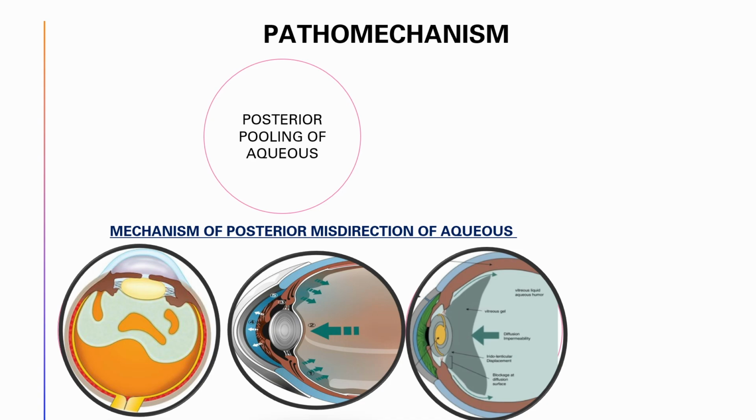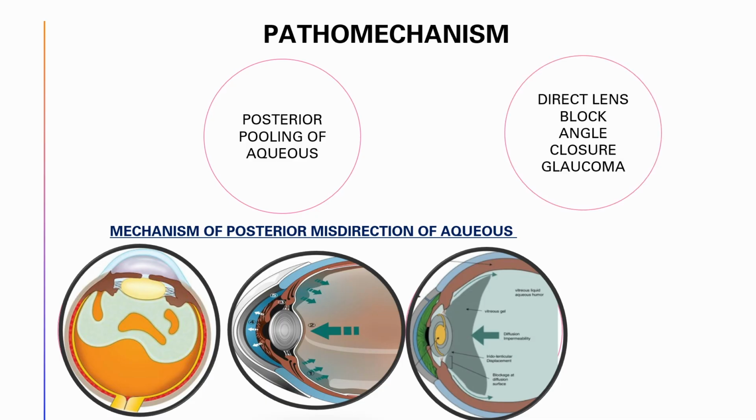And constantly, the aqueous which cannot move forward collects behind the vitreous, which further moves it forward, carrying the lens and iris further forward with it. Then last is direct lens block angle closure glaucoma. In this, the forward movement of the iris lens diaphragm occurs as a result of laxity of the lens granules, and therefore it may lead to development of glaucoma and increase in IOP.